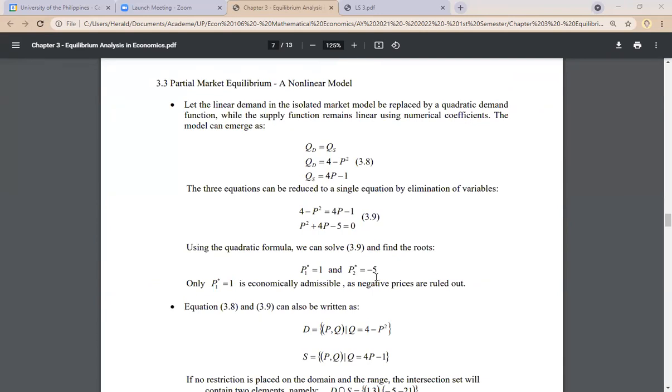We also discussed the partial equilibrium market model that can also be nonlinear. The model setup would then be equal to this one here. As before, the three-equation system can also be reduced to a single equation by substitution. With this, we can solve by applying the quadratic formula, and then we have two roots: P star sub 1 equal to 1, P star sub 2 equal to -5. And we choose the first root because it is economically meaningful.